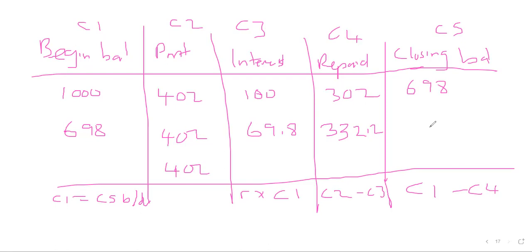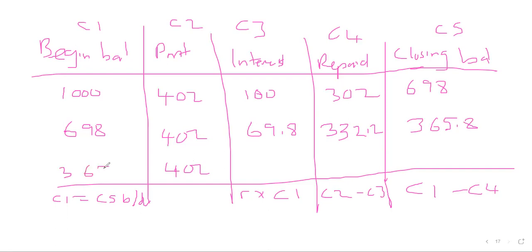We subtract C4 from C1. Okay, which gives us 365.8. And where do we take this? 365.8, where do we take it? Column 1. As the opening balance, right?